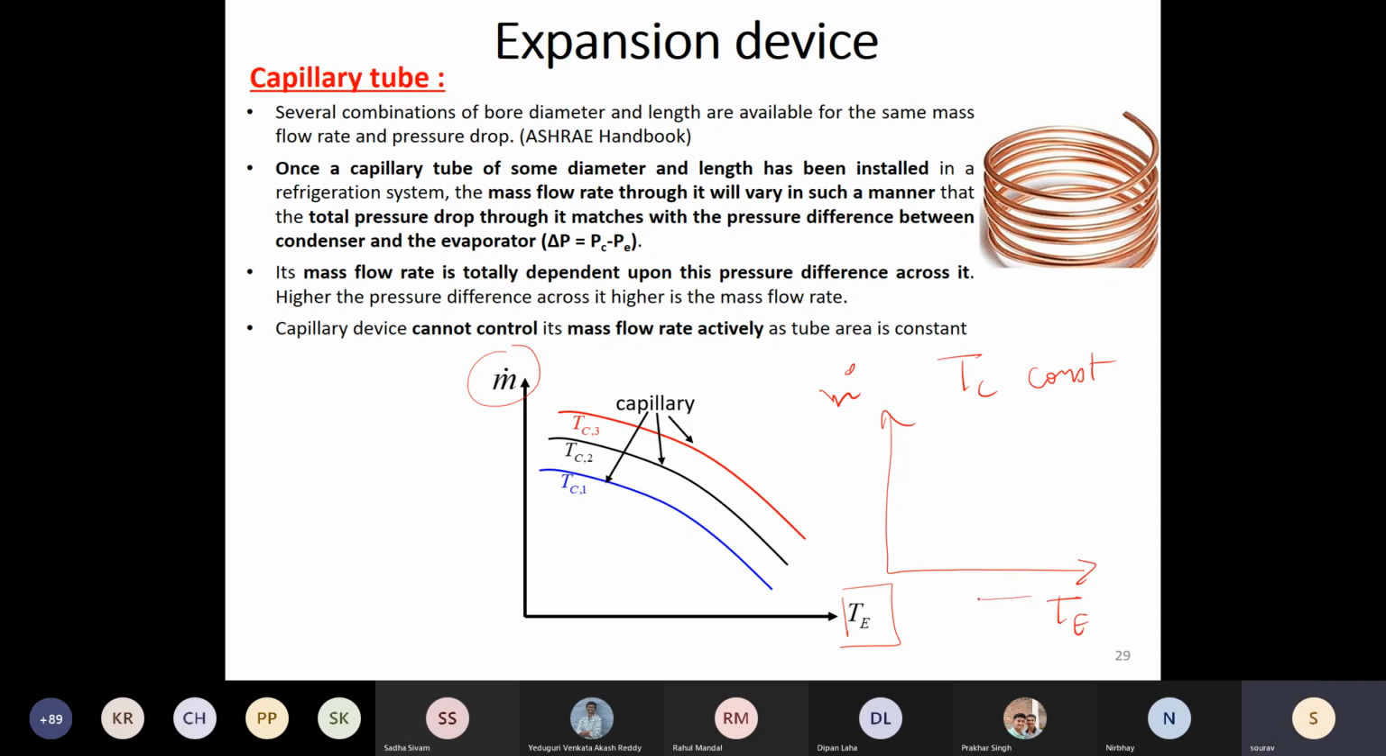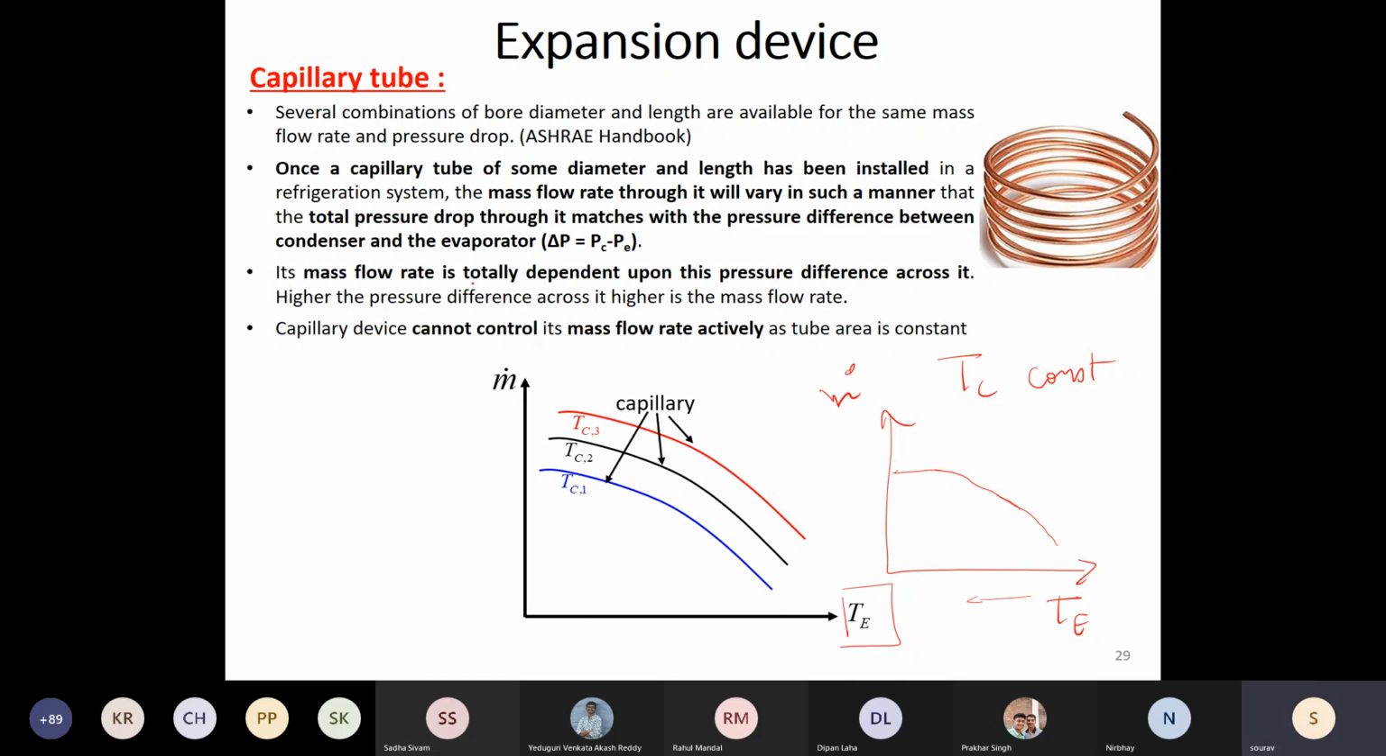So if I reduce TE, I will be increasing the flow rate through the capillary, but only up to a certain TE. After that, it can choke. Okay, so there could be choking after this. The choking need not happen exactly at the same TE for all the conditions. So this would be the characteristic of your capillary tube.